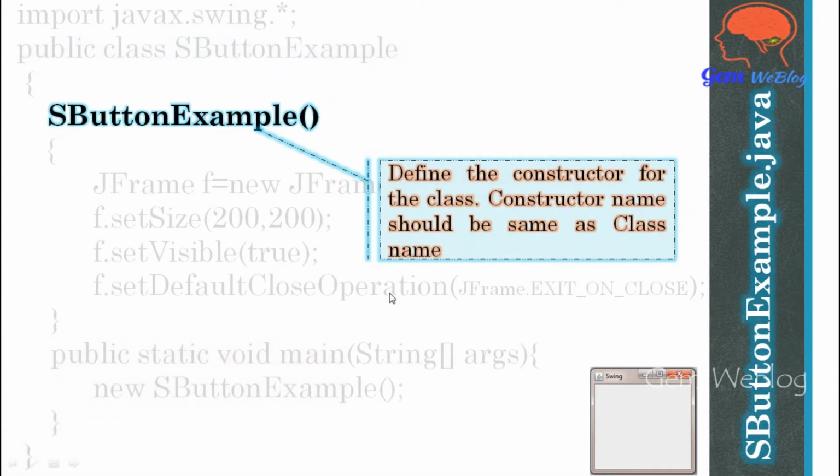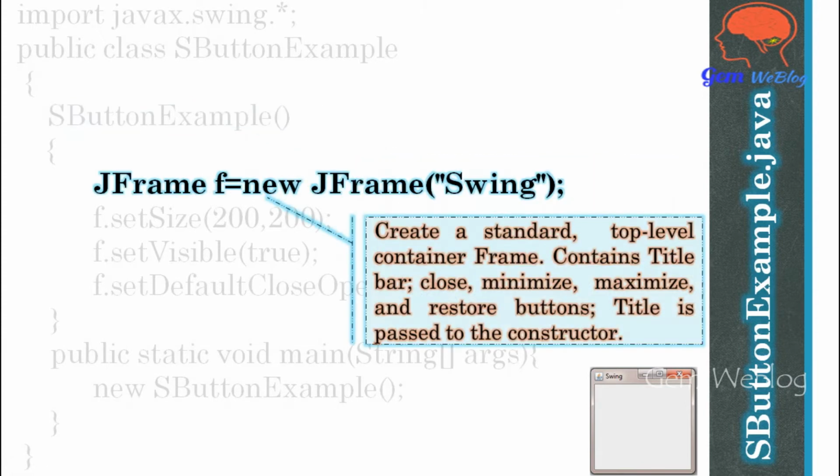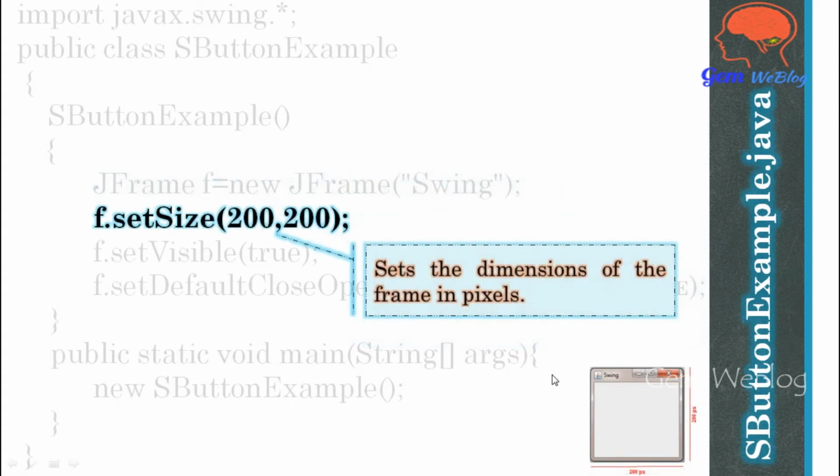Next, define the constructor for the class. The constructor name should be the same as your class name. Next, you have to create a top level container using the JFrame constructor. The caption of the frame should be given as a parameter. Whatever name you give it will be displayed on the frame. The frame contains a title bar, minimize button, maximize button and close button. Next, the dimension of the frame is set using the method setSize, which is given in pixel values.